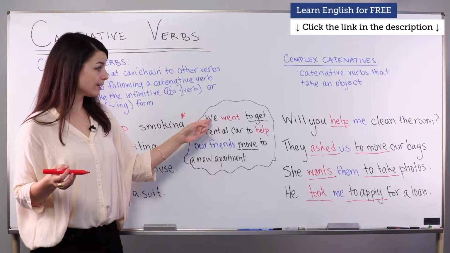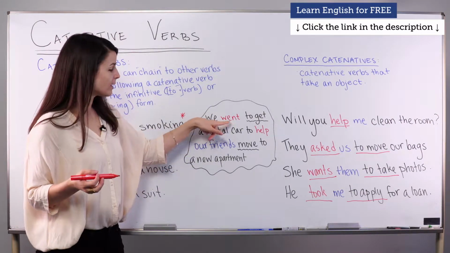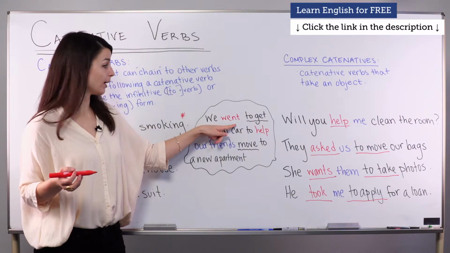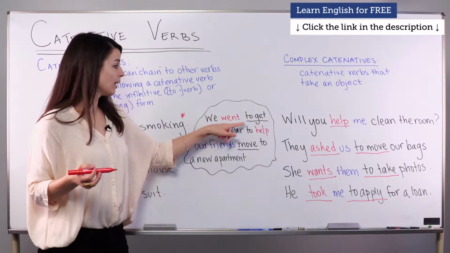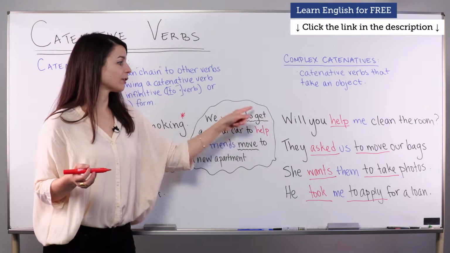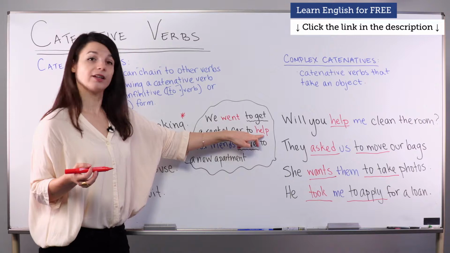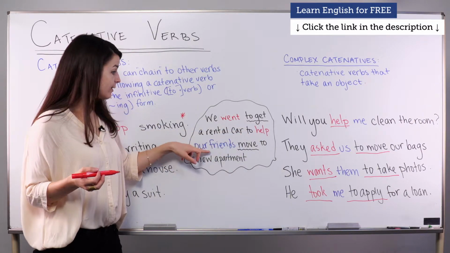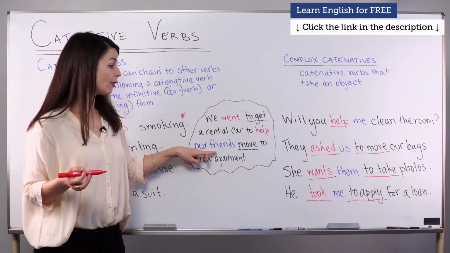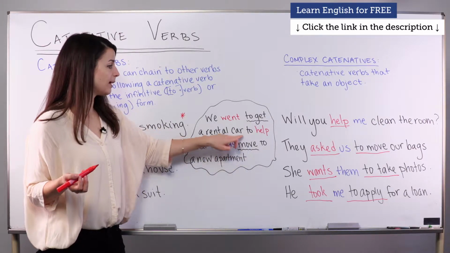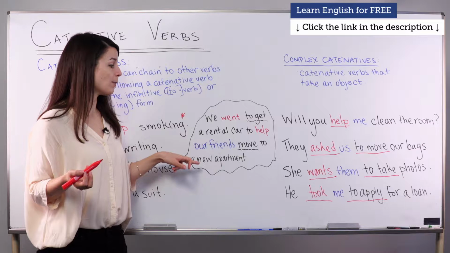But let's break this sentence down. So we went, here's my past tense, we went to get. So here's a catenative verb right here. We went to get a rental car. So my linking verb here is in the infinitive form. To help. So here's another catenative verb. In this case, it's complex. So to help our friends. So who did we help? We helped our friends move. So here's my linking verb, move to a new apartment.